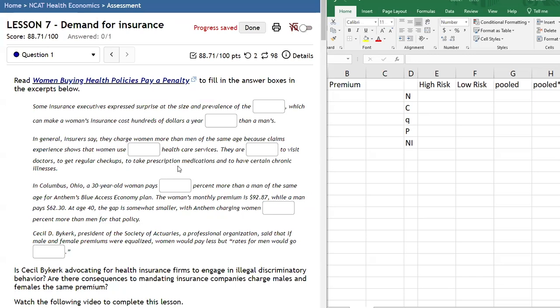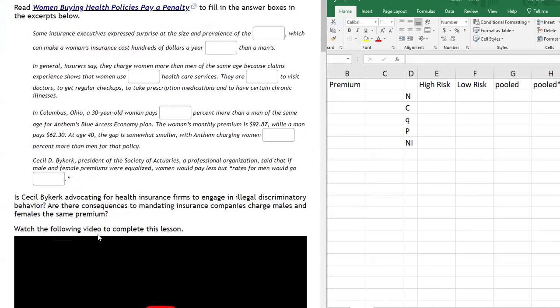In lesson 7, we're going to derive the demand for health insurance. Before we do that, I want you to click on this article, read it, and as you read it, try to find the words and phrases to fill in these blanks. And then after you're done with that, think about these rhetorical questions.